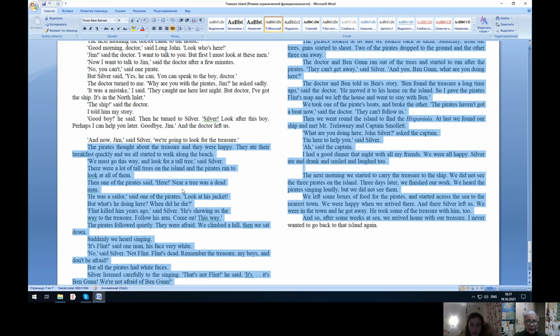Okay, so there's a map. And on the map, there's a tall tree. But there's a special mark. What kind of mark near this tall tree? What was near the tree?